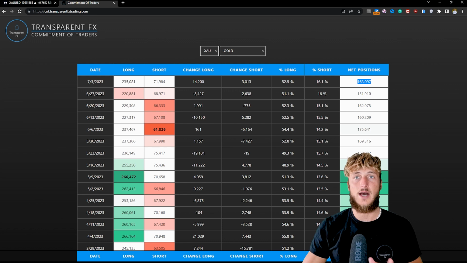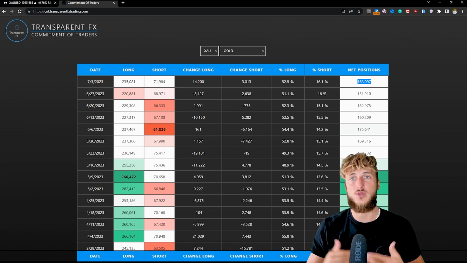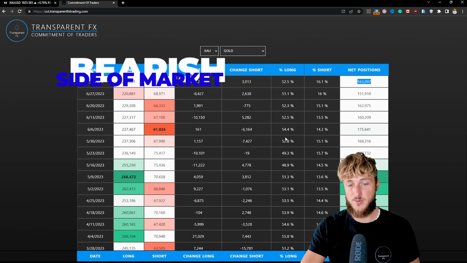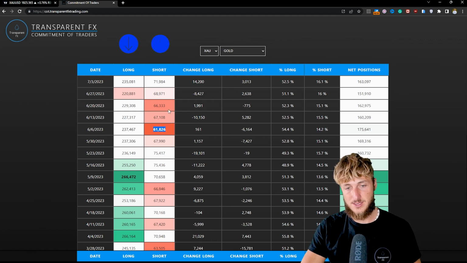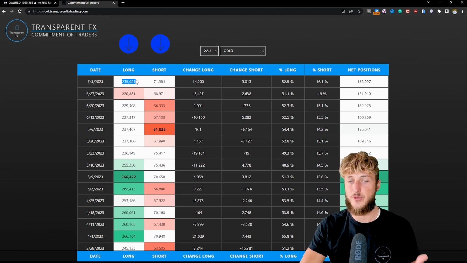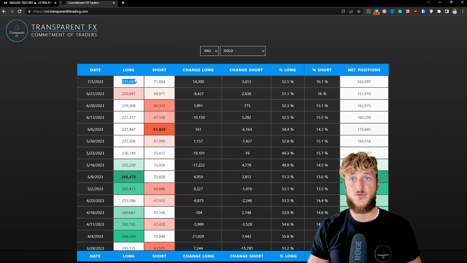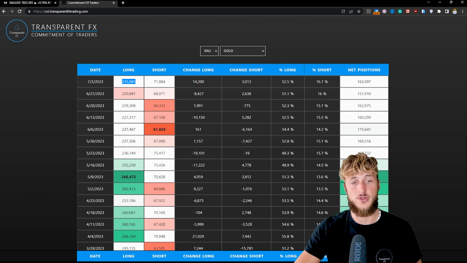This shows how they have been moving their positioning to the bearish side for this market, with longs getting decreased and shorts getting increased from 61k to 71k, and longs going from 266k to 235k. So hedge funds are clearly, and institutions in general, are clearly shorting gold and closing their longs.